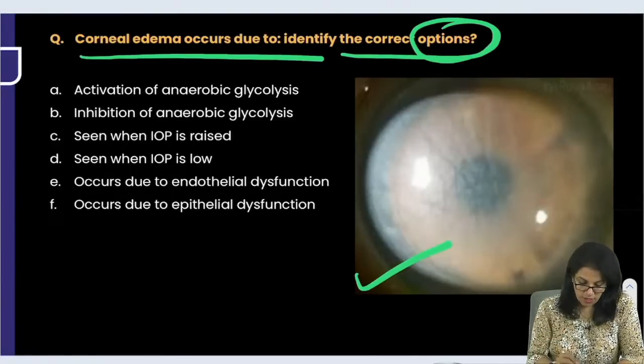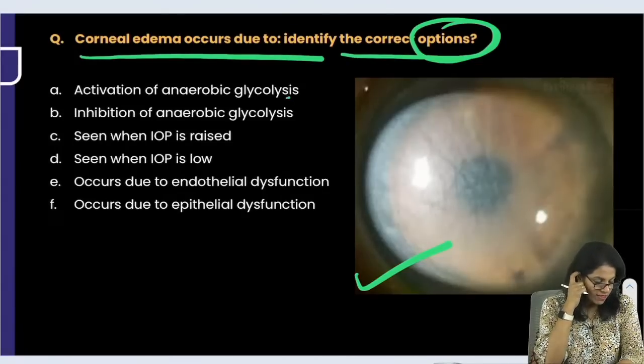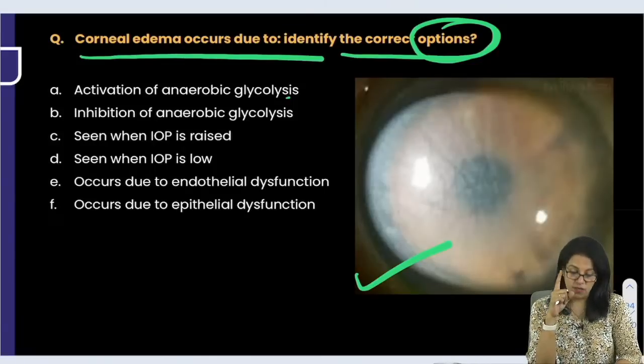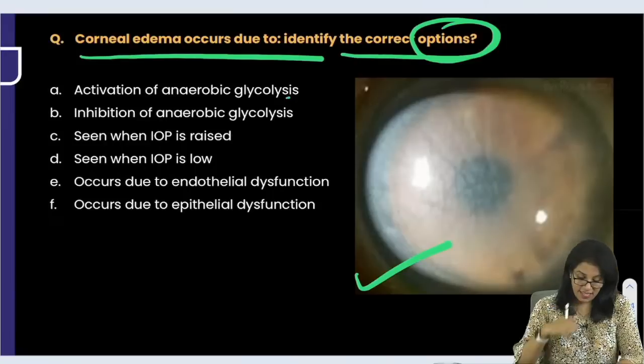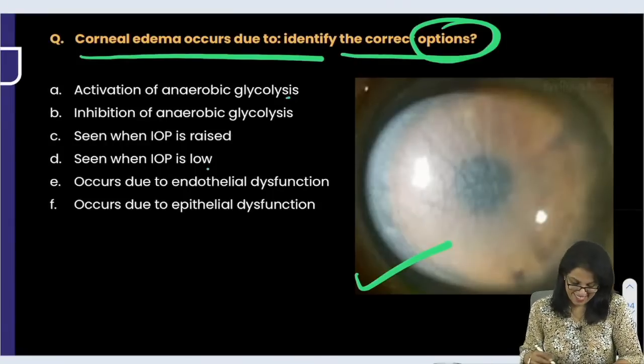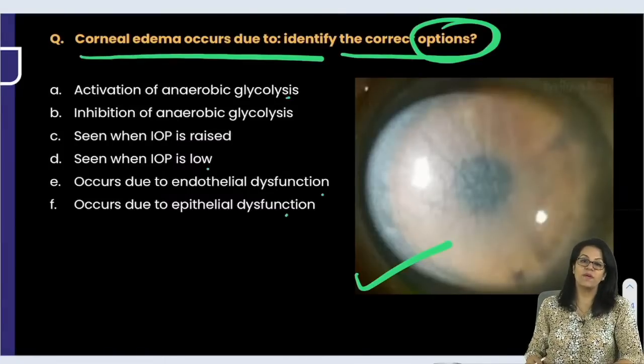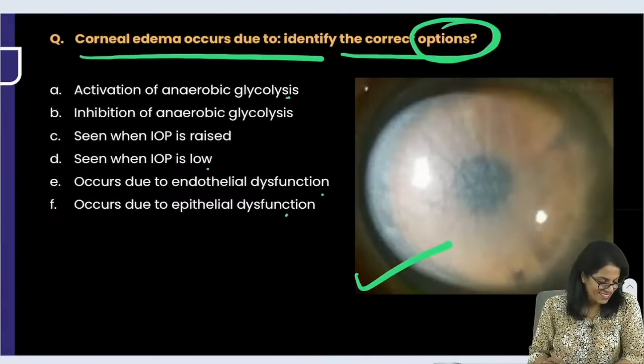It occurs due to, number 1, activation of anaerobic glycolysis or inhibition. What will you answer? A or B? Quickly, all of you. Activation of anaerobic or inhibition? Seen when IOP is raised or when IOP is low? Occurs due to endothelial dysfunction or epithelial dysfunction? Chalo, now tell me the answers.